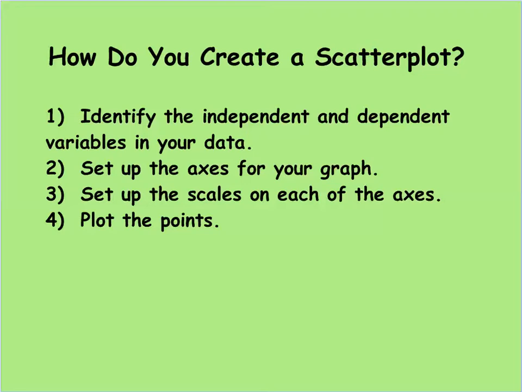Now that you have seen the construction of a scatter plot, let's review the 4 steps. Step number 1. Identify the independent and dependent variables in your data. Step number 2. Set up the axes for your graph. Your independent variable will be placed on the horizontal axis, and the dependent variable will be placed on the y-axis, or the vertical axis. Step number 3.